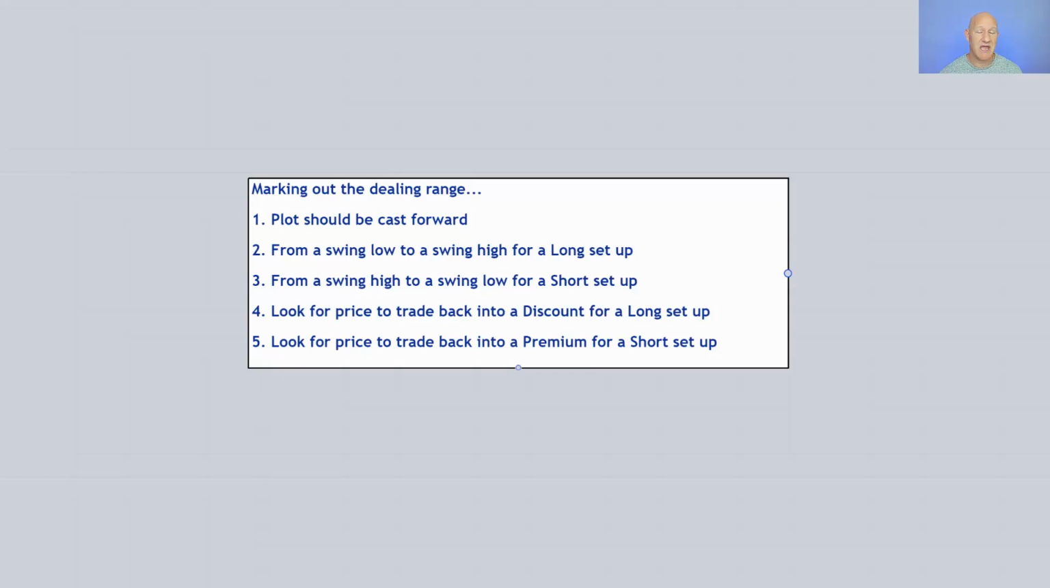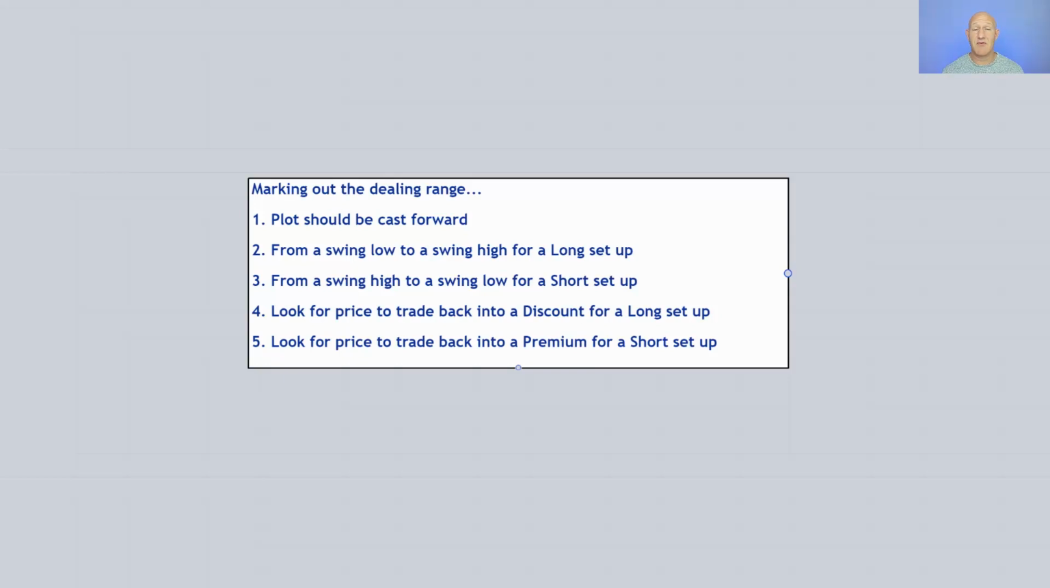So when we're marking out the dealing range, the most important thing is to think about casting that projection forward. So we're trading in that direction, and so that's the direction which we should be marking out the dealing range. Now if we're looking at a long setup, we'd be casting that fib from the swing low to the swing high, and then obviously if we're looking for a short setup, we'd be casting that fib or the dealing range from the swing high to the swing low.